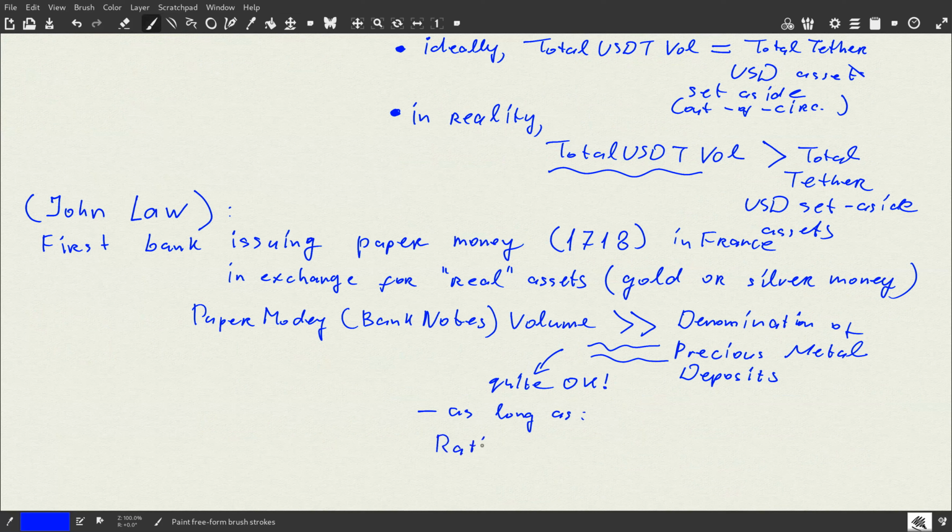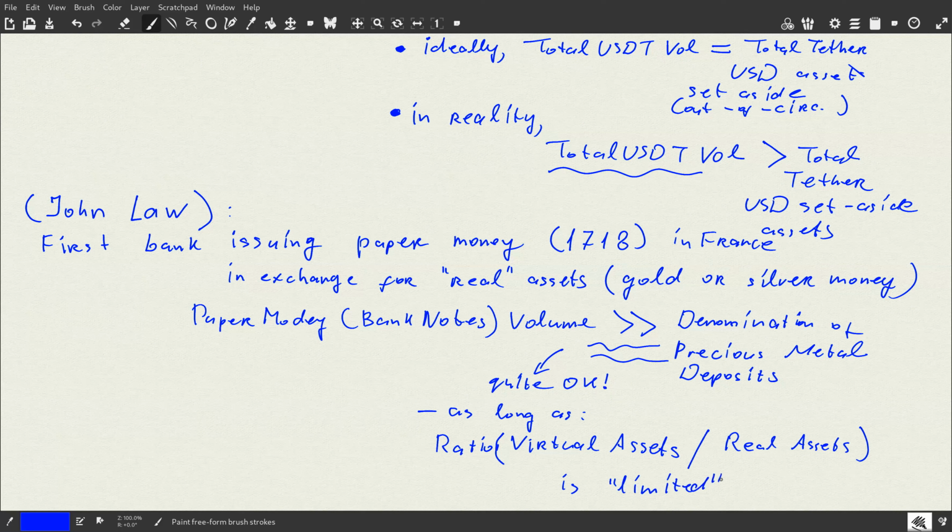the ratio of your virtual assets. What are virtual assets? In case of John Law, virtual assets were paper money. In case of crypto assets, virtual assets are precisely, in our example under consideration, USDT. Over real assets is limited.